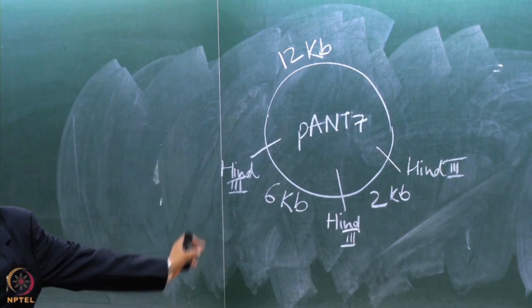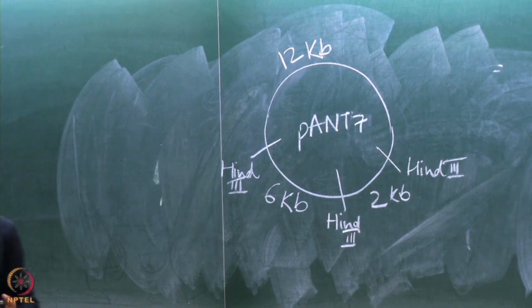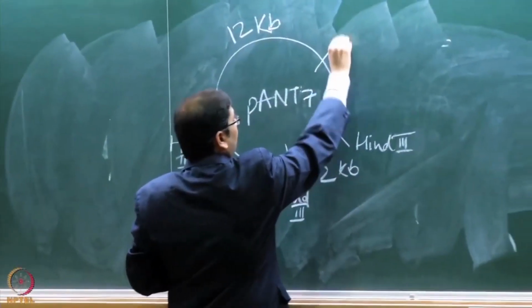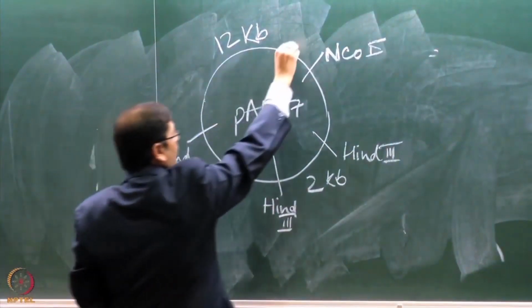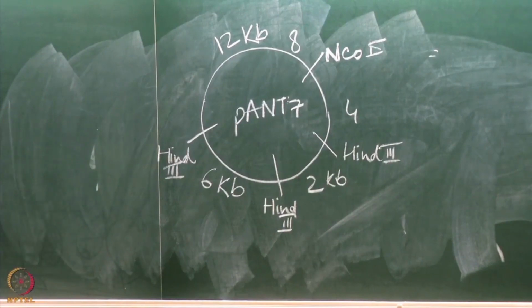If you were to use only one enzyme, you are making 3 cuts, which gives fragments of 2 kb, 6 kb and 12 kb. Now, if you have used another enzyme, which is NcoI, in total you are seeing 4 fragments of this plasmid. So, now one more size which appears is 8 and 4. So, let us say if the NcoI cut was made here, this 12 could be split into 8 and 4, right. In this case, this will be the map with the different restriction enzymes.